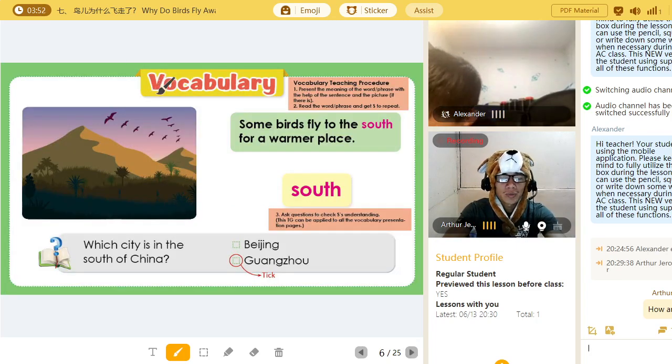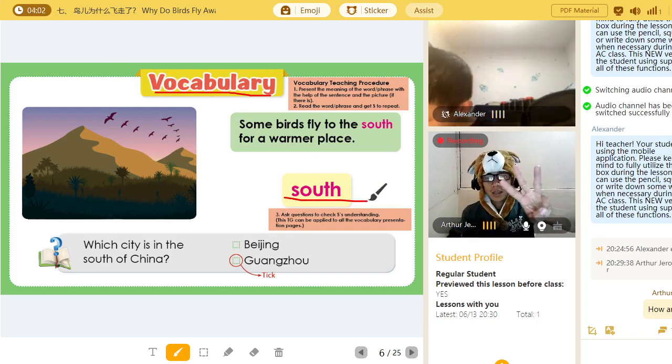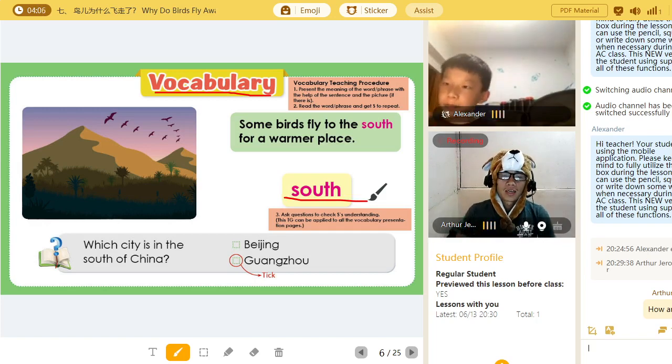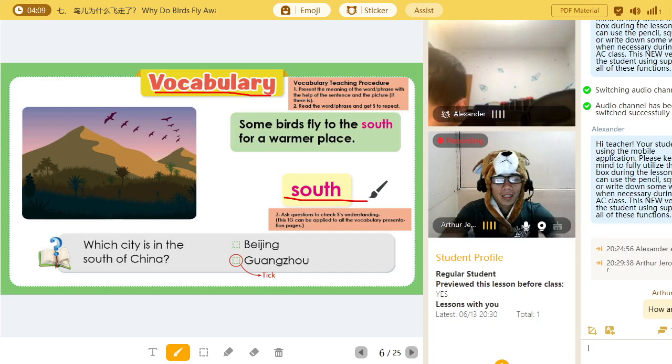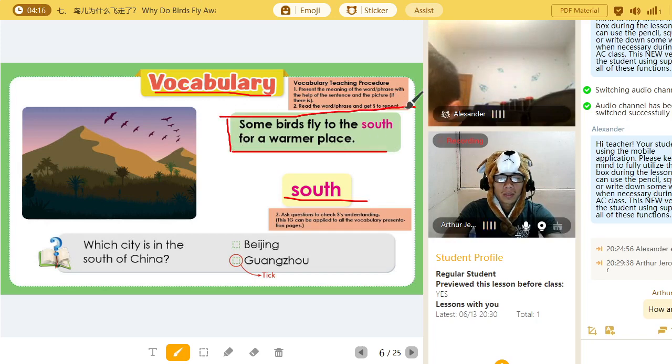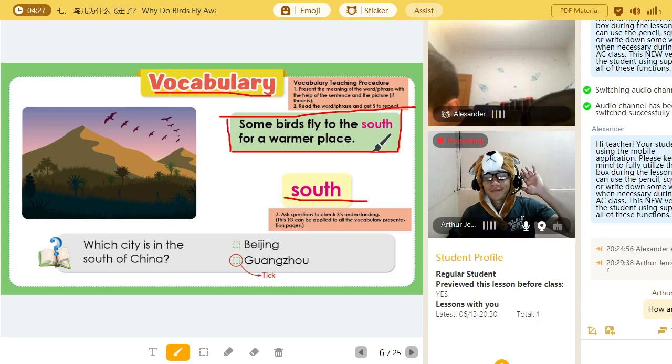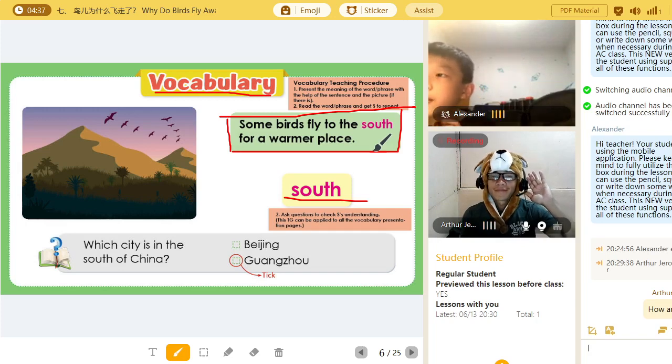Okay, let's learn some new vocabulary words. Our first word for today, please read the word three times with a clap, okay? South. South, south, south. All right, very good. And let us read the sample sentence here. Some birds fly to the south for a warmer place.